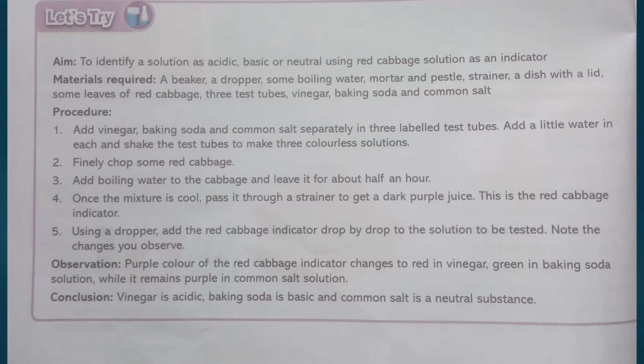As a student of class 7, today we are going to revise our chapter Acid, Base and Salt, and let's discuss an activity. In this activity we will try to identify whether a solution is acidic, basic or neutral, by using red cabbage solution as an indicator. Red cabbage is a natural indicator.